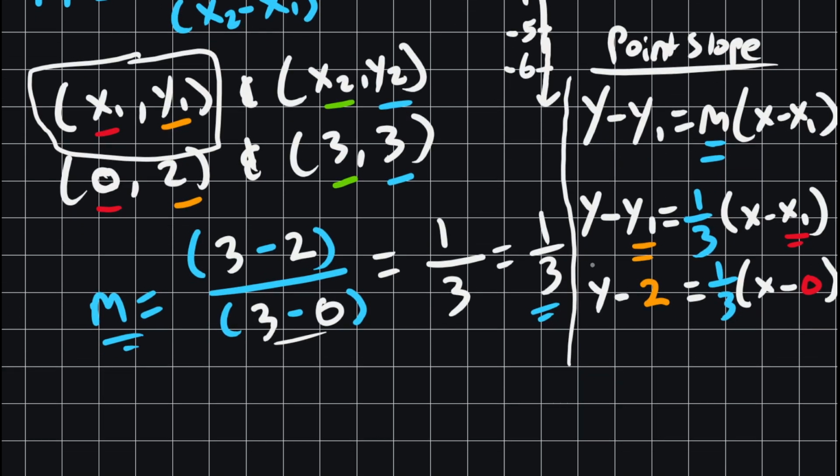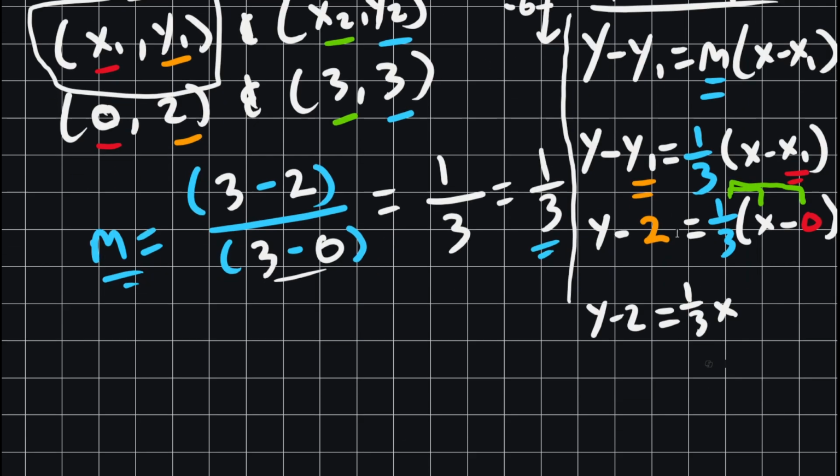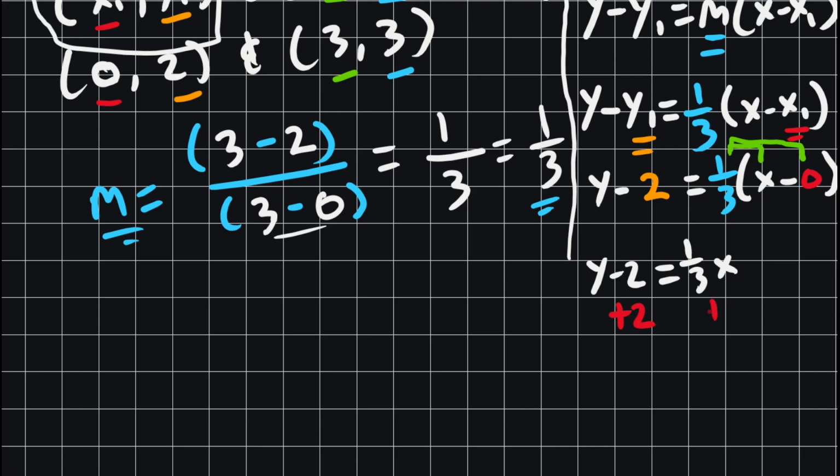Good, so let's keep evaluating. Y minus 2. We can distribute this 1/3 into each of the terms inside the parentheses. So 1/3 times x is 1/3 x, minus 1/3 times 0, which is just 0. So that cancels out, and we're left with 1/3 x. Let's keep solving for y. We have y minus 2 equals 1/3 x. Let's add 2 to both sides. We have y equals 1/3 x plus 2.